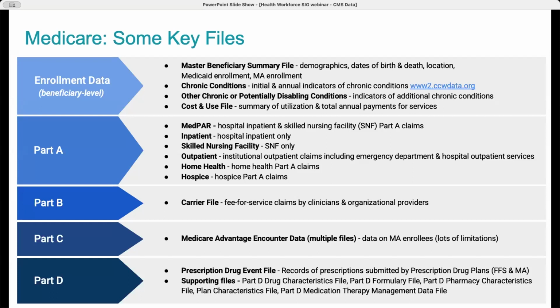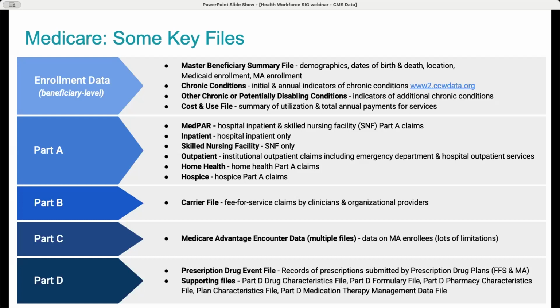So the most important piece here is the master beneficiary summary file. This is a beneficiary level file that captures demographics, birth and death dates, zip code, if the person's enrolled in Medicaid, if they're enrolled in a Medicare Advantage plan. The MBSF is the file that you're going to use regardless of what other claims files you use.